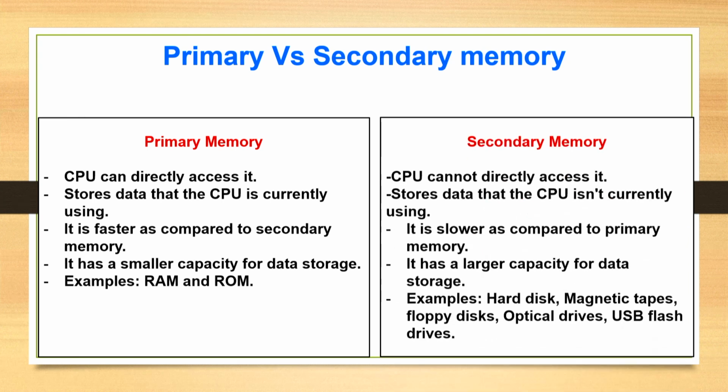So, what is secondary memory? The CPU cannot directly access it. It stores data that the CPU isn't currently using. It is slower as compared to primary memory, and it has a capacity larger than that of the primary memory. Examples of secondary memory are hard disk, magnetic tapes, or you can say magnetic disk, CD, and DVD.